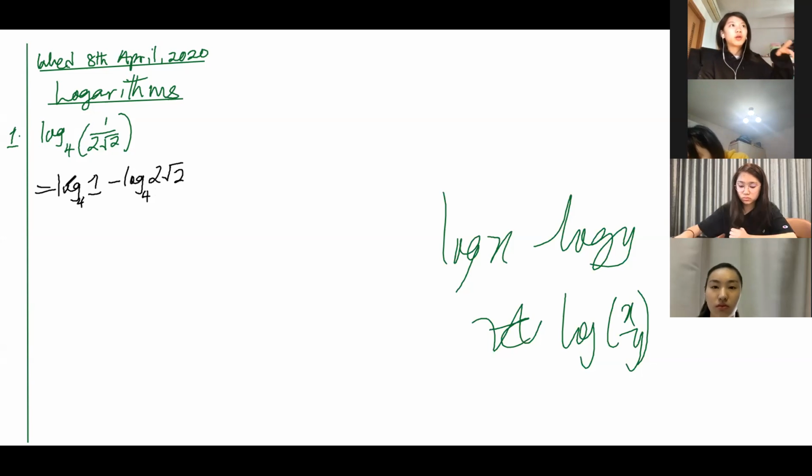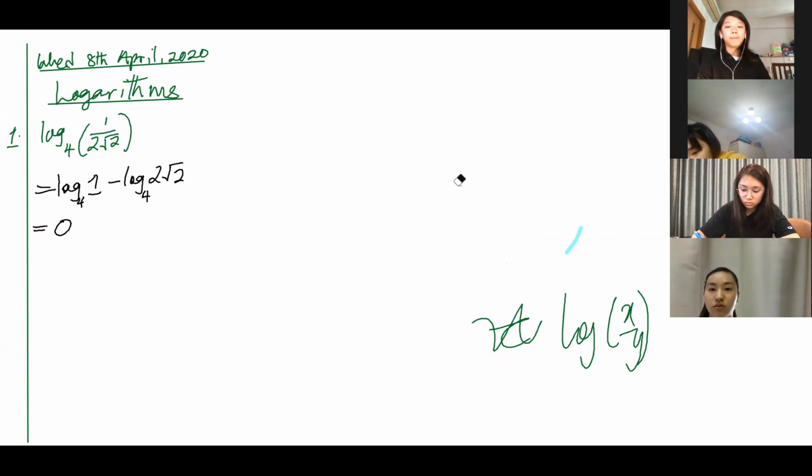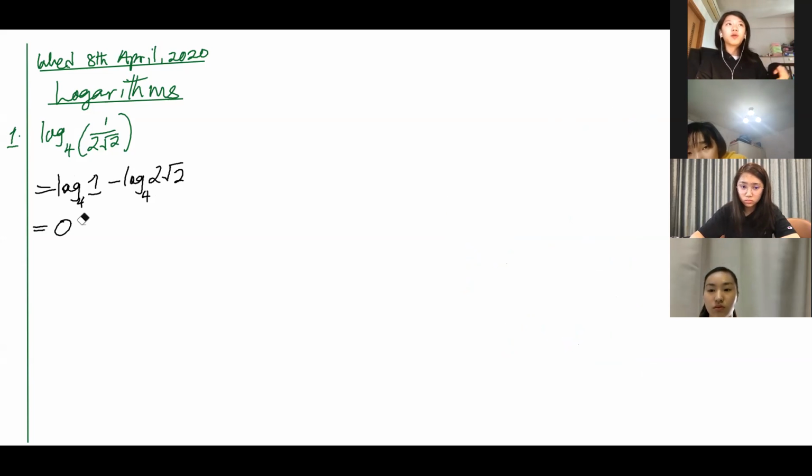And then for log base 4 1, you can rewrite it as log base 4 and then 4 to the power of 0. No, just write that as 0. Because there's a property, logarithm of 1 to any base is equal to 0. So you don't have to simplify it. Just write that as 0 next time, okay? So for the other part, what did you do? You write it as 4 to the power of 3 over 4. So this is log, this one, 4 to the power of 3 over 4.